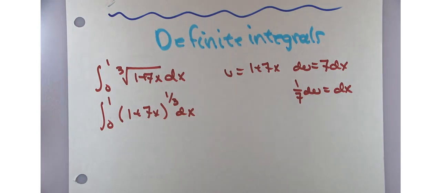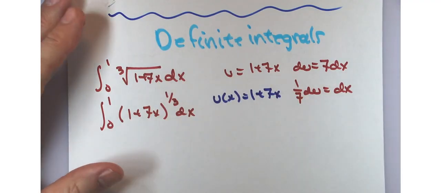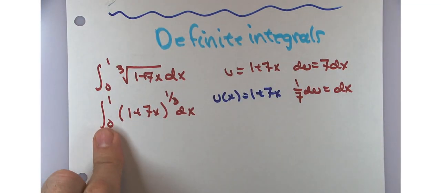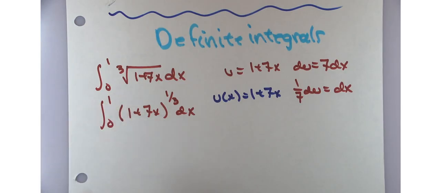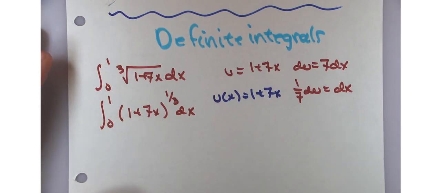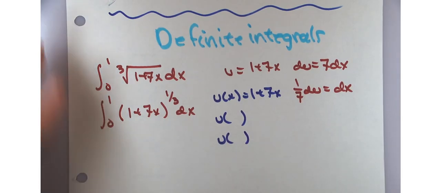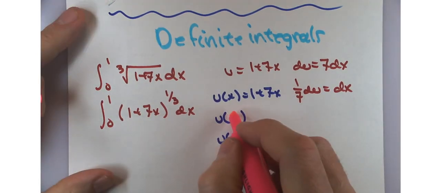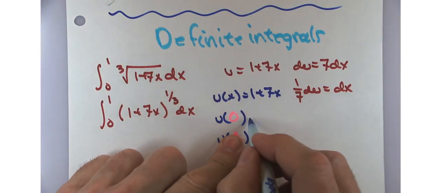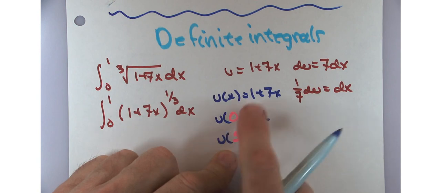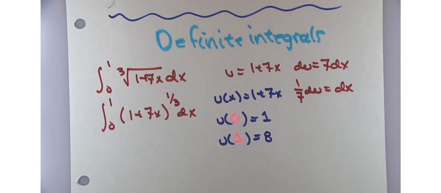So I'm going to rewrite this as u of x equals 1 plus 7x. And I have to feed in the values of x equals 0 and x equals 1 into this to get my new limits of integration. u of 0, u of 1. Plugging in a 0 there, I'm just going to get a 1. If I plug in a 1 here, what will I get? 8. Those are my new limits of integration.